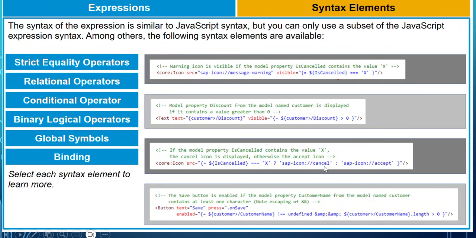The next one is the binary logical operators. For example, if you see here, it is not equal to undefined. In some cases, if the data is not available, check the other data, or if the data is not available, enable the button, disable the button, hide the button. All those operations we can also perform in expression binding in the view itself.